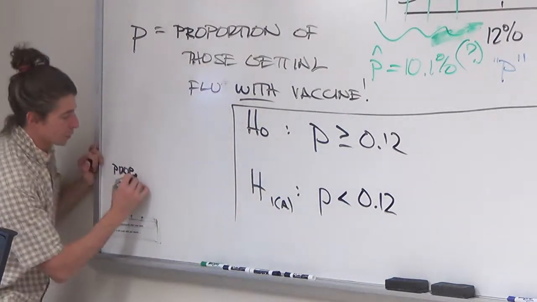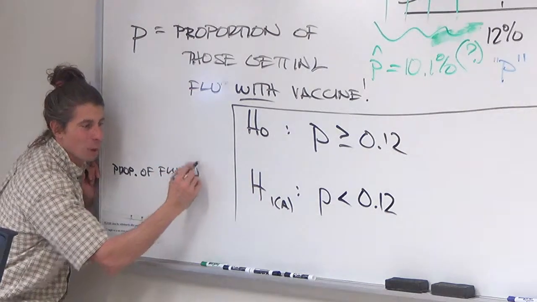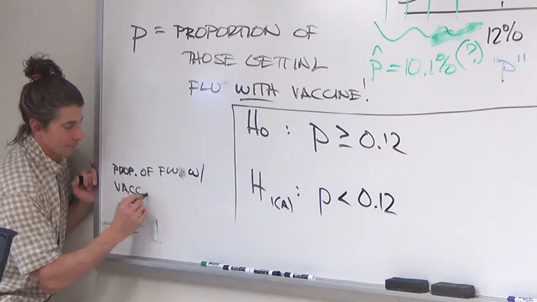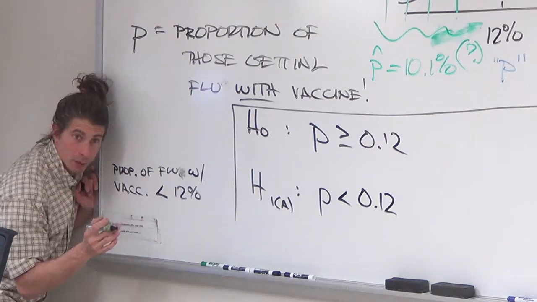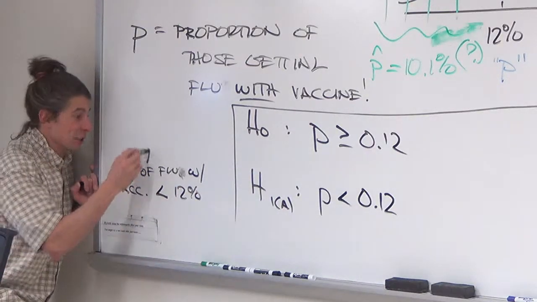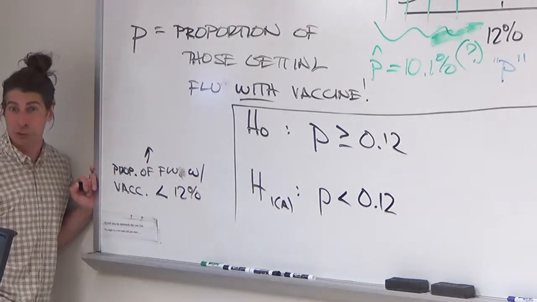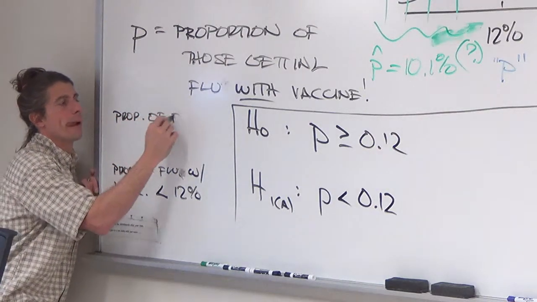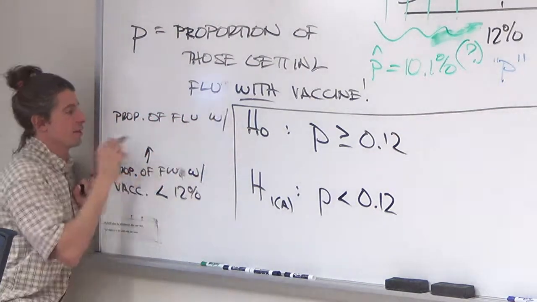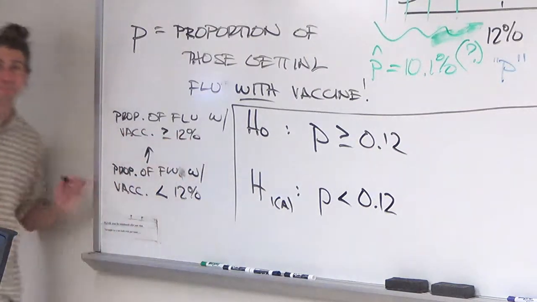So the proportion of flu with the vaccine is less than 12%. I mean, that's essentially what it's saying in symbols. Fair? Yeah. And then this is going to be the opposite of that. If it's not less than, as Deanne said, it's either greater than or equal to. So the proportion of flu with the vaccine is greater than or equal to 12%.